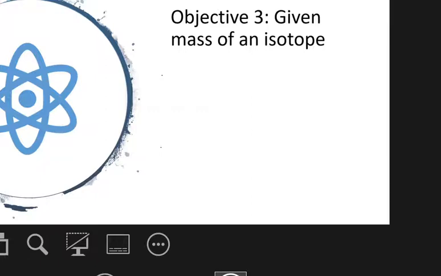The neutrons, determining their number is a little bit more difficult. Not a whole lot, but a little bit more difficult. We're going to have to talk about what an isotope of an atom is, and that's our next step.